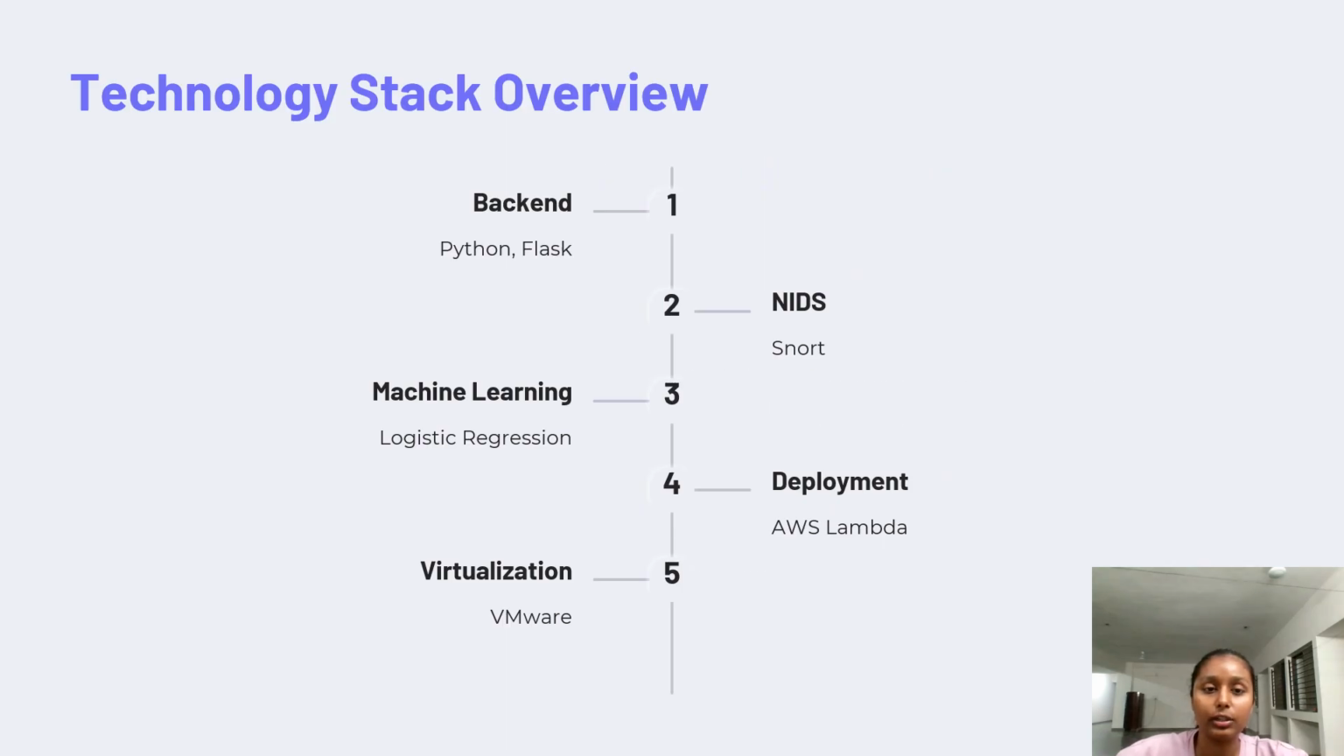The overall technology stack of my project is given here. The first one is backend. In backend, we have used Python and Flask. The second one is NIDS. For NIDS, we have used Snort. As I earlier mentioned, Snort is an open source intrusion detection software. So I have used Snort.